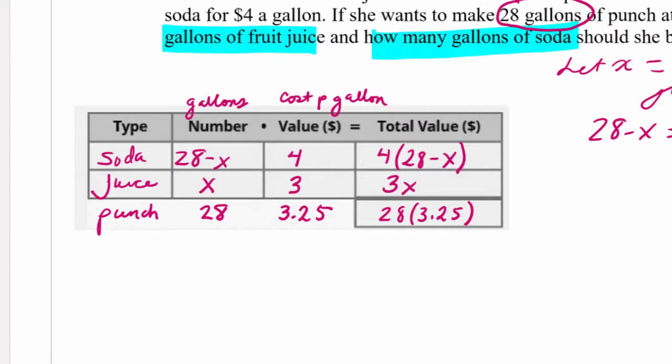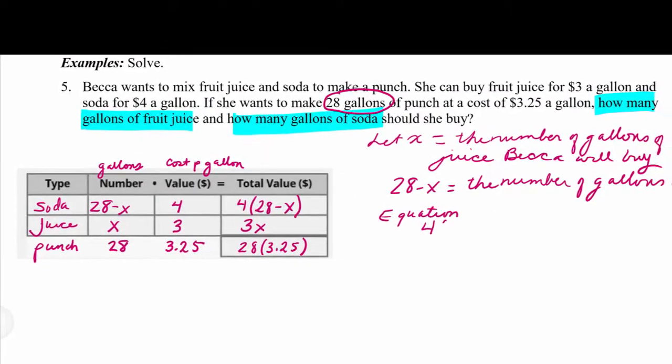All right, so our equation will be, let me rewrite it right here so we can solve it. 4 times (28 minus X) plus 3X equals 28 times 3.25. Okay, so let's do some simplifying now. So we're definitely going to need some distributive property, aren't we?